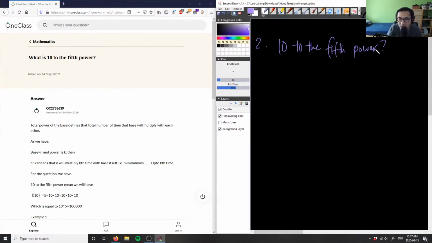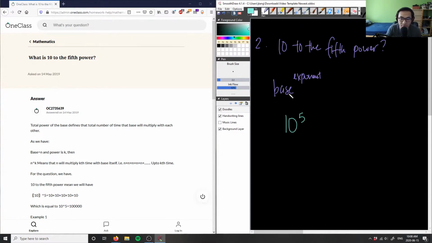According to our exponents, we have some type of base value and some type of exponent value. In this case, we have 10 to the 5th power. So 10 here is going to be our base value, and then it's to the 5th power. The 5th power is our exponent, so this is to the power of 5. This is our base and exponent for this problem.